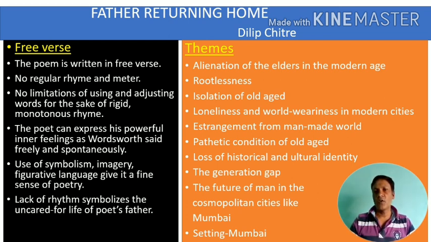Then estrangement from the man-made world. The man does not feel familiar in the man-made world, the world which he has created, the cities which man has created, the family. In his own family, in his own city, while surrounded by the people, he has the feeling of estrangement. So this is one of the most important themes of the poem.